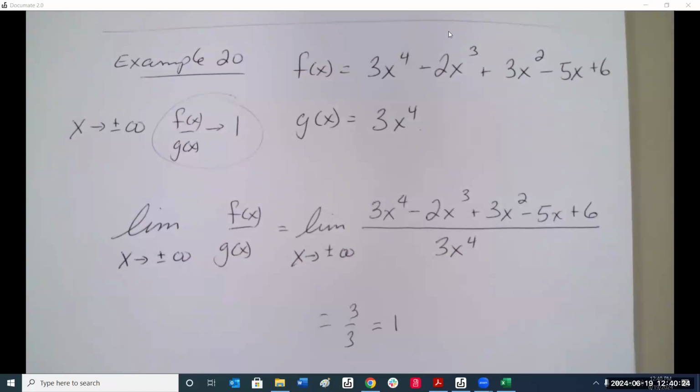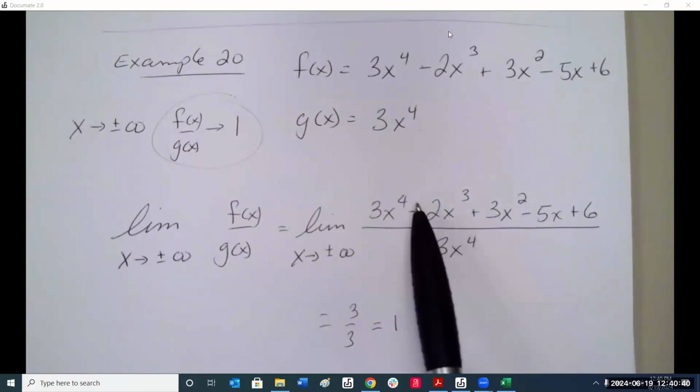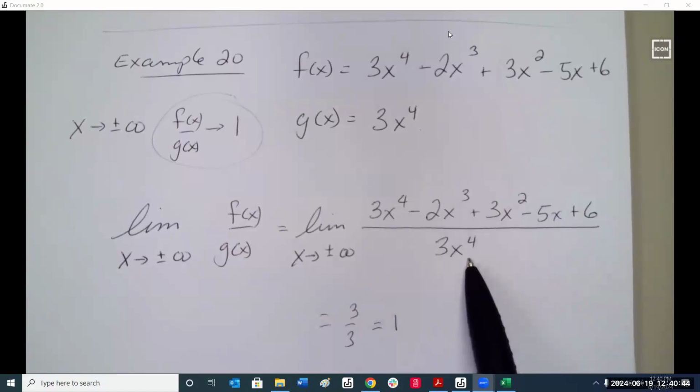So if we worked it out like we did yesterday, we'd still divide everything by the 3x to the fourth. That's because that's the first thing you would have thought about doing. Let's divide it, but we're going to infinity. So what we would do is look at the coefficients, the degrees. We know that this and this are the same. The rest of them, since they're smaller, really don't do anything.